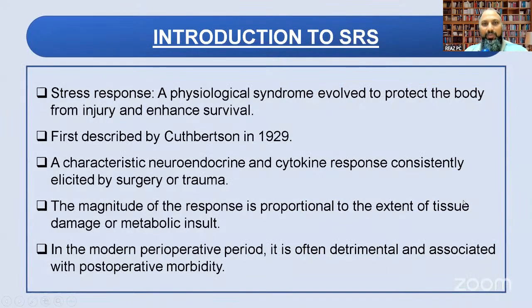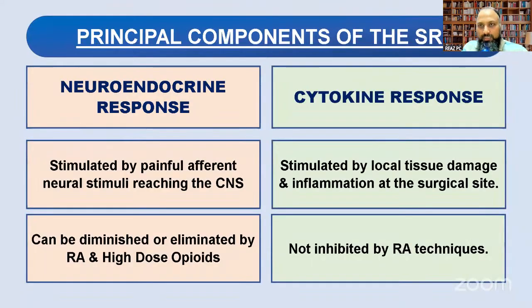The extent of tissue damage or metabolic insult. In the modern perioperative period, this stress response is often detrimental and associated with postoperative morbidity and even mortality. The principal components of the stress response syndrome are two. That is the neuroendocrine response and the cytokine response.